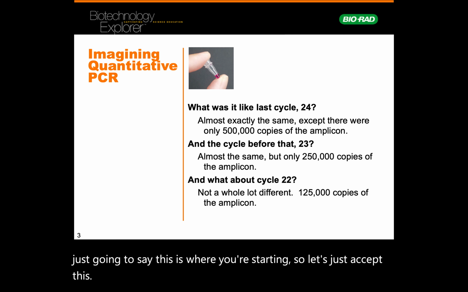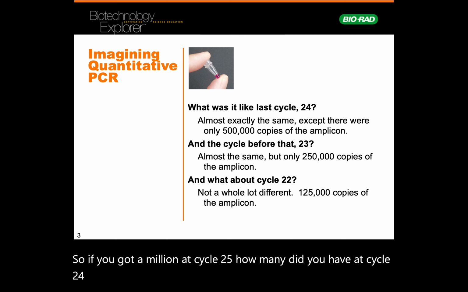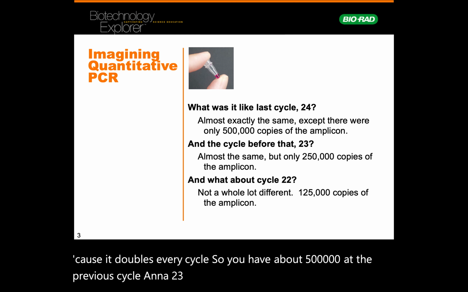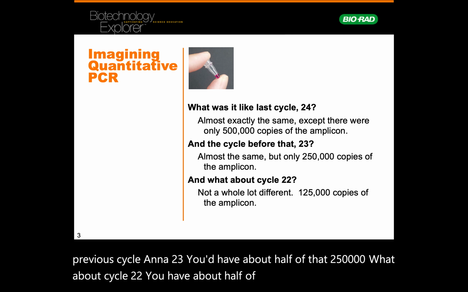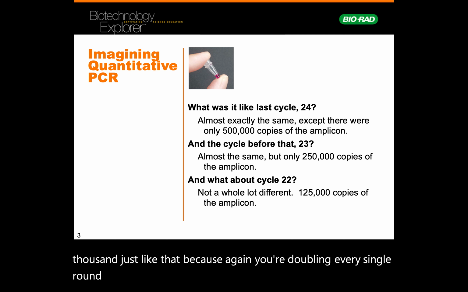If you got 1 million at cycle 25, how many did you have at cycle 24? Well, it's going to be about half the amount that you have now because it doubles every cycle. So you'll have about 500,000 at the previous cycle. At 23, you'd have about half of that, 250,000. What about cycle 22? You'd have about half of 250,000, 125,000, just like that. Because, again, you're doubling every single round. That, I think, makes pretty intuitive sense.